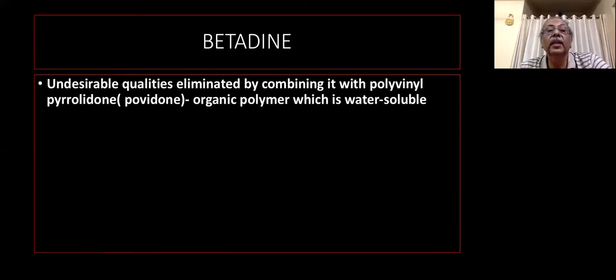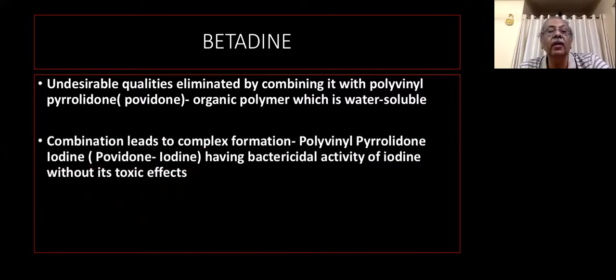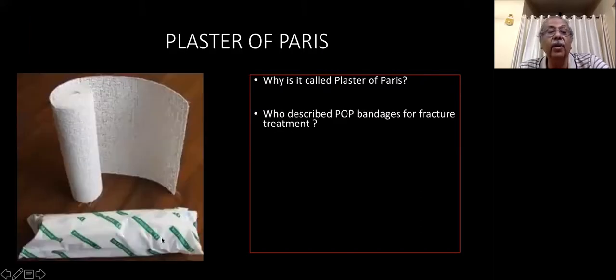These three or four undesirable properties of iodine are not there in the case of Betadine. This can be eliminated by adding polyvinyl pyrrolidone or povidone. It's an organic polymer which is water soluble. So the combination leads to a complex formation, polyvinyl pyrrolidone iodine or povidone iodine, containing the bactericidal activity of iodine without the other three effects: insolubility, instability, and irritant and staining properties.